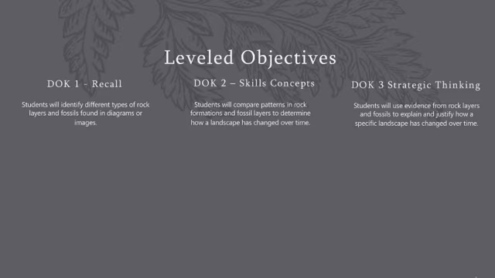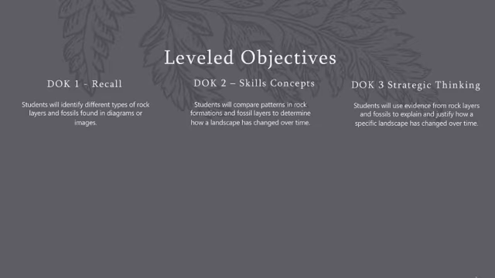With this standard, I've chosen a couple of leveled objectives that come from the depth of knowledge chart itself, specifically the different levels. For depth of knowledge level 1, to be able to recall with this specific standard, students should, within using these visual aids and graphics, be able to identify different types of rock layers and fossils found within the diagrams or images.